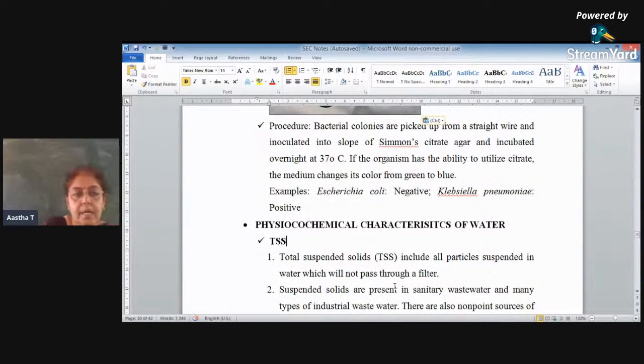So you take up a few colonies or you take a suspension of organism and streak on the slope of the Simmons citrate agar slant. So which type of medium we use here? Simmons citrate agar.